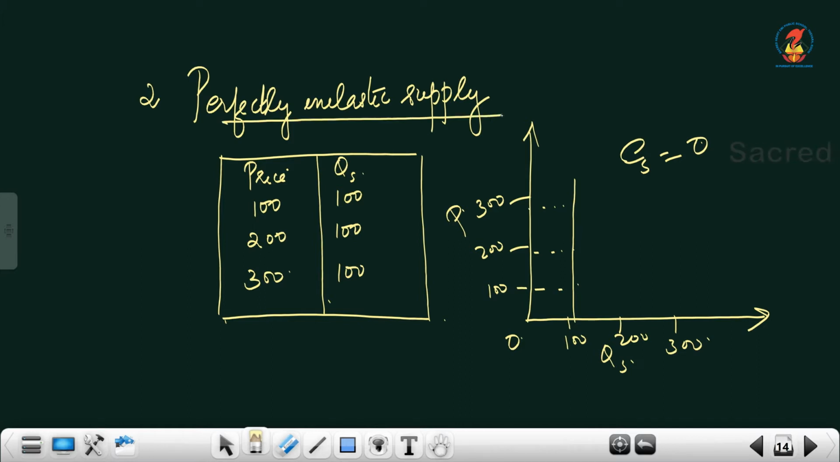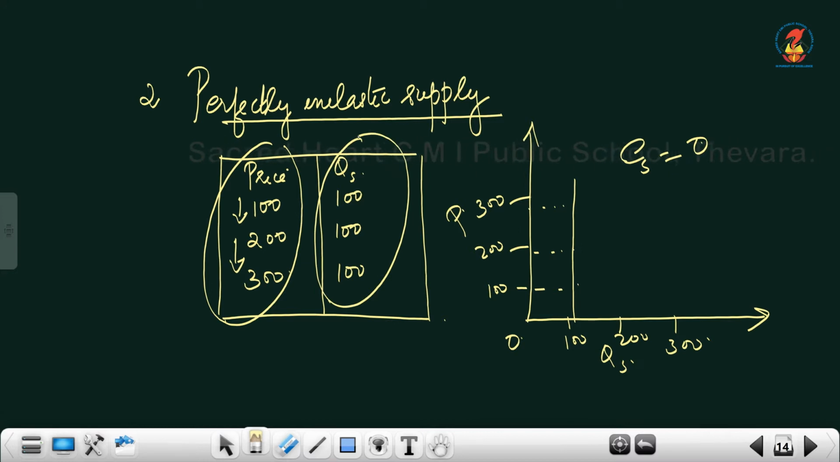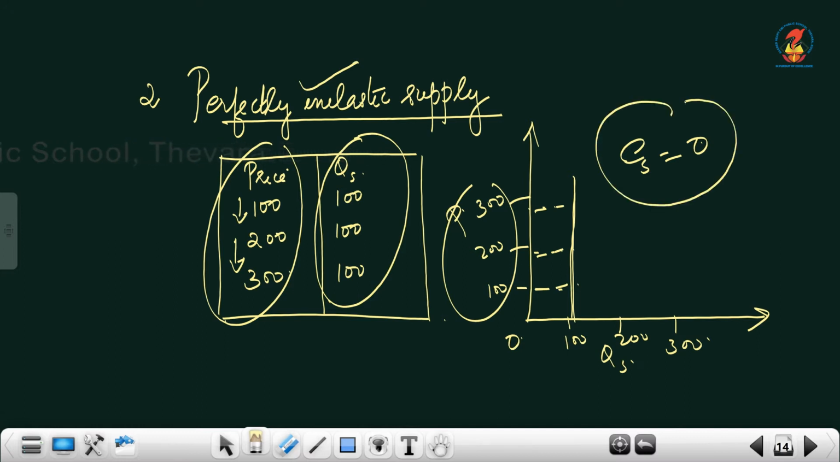Next is perfectly inelastic supply. Perfectly inelastic supply means price will be different. It will change from 100 to 200, 200 to 300, but the supply will be the same. So quantity supplied remains the same at different levels of prices. That is known as perfectly inelastic supply, where elasticity of supply is equal to 0.